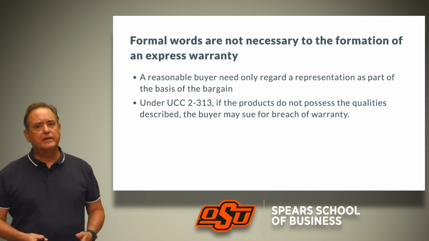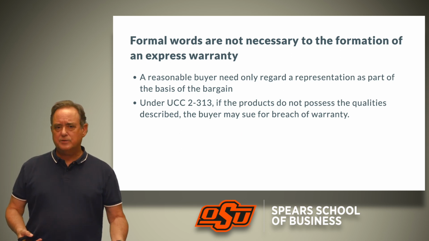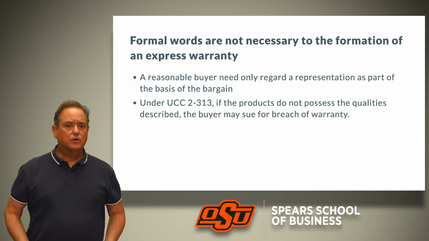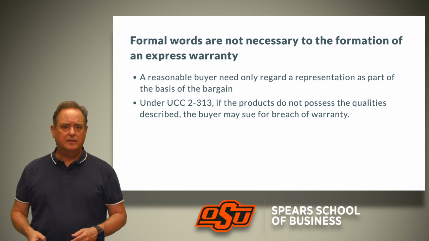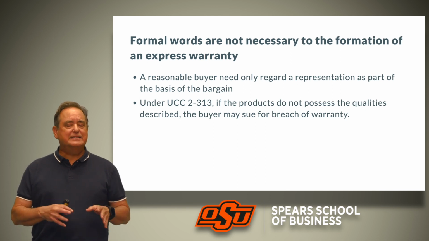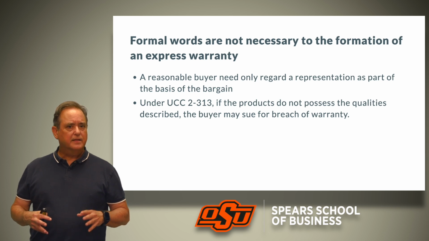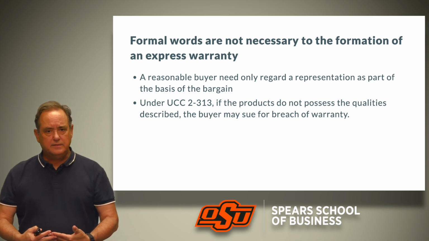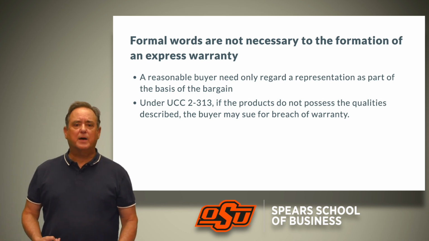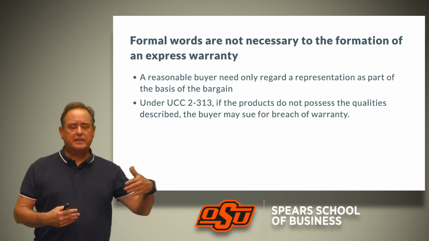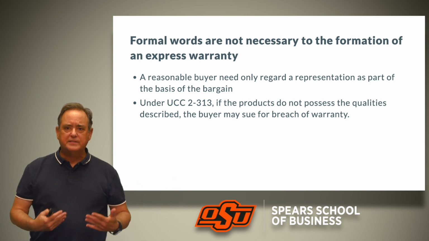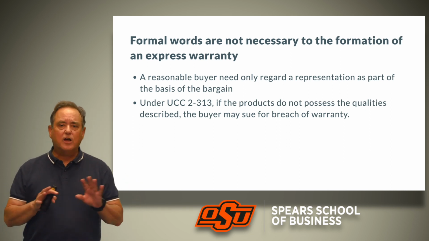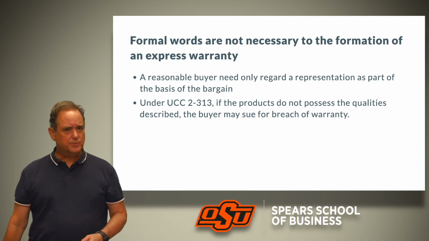If you go in to buy a new vehicle and you say, I'm very concerned about gas mileage, and the seller says to you, this vehicle will get 30 miles to the gallon. Well, if in fact it doesn't get 30 miles to the gallon, then I have a right to sue for breach of warranty because I told the seller, I want something that will give me good gas mileage. And the seller made a representation of fact, this car will get 30 miles to the gallon. So that's all that's necessary to the formation of an express warranty.